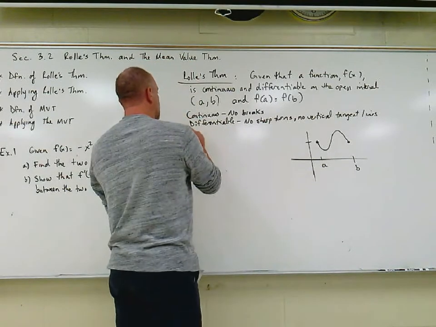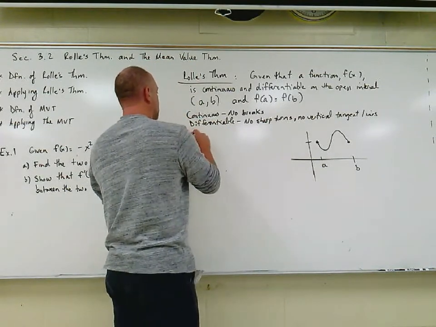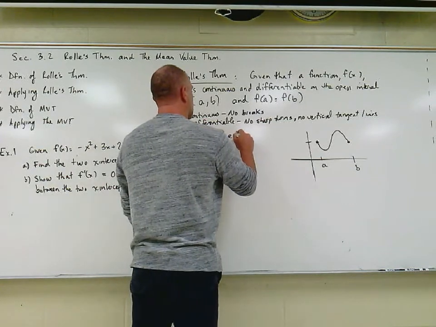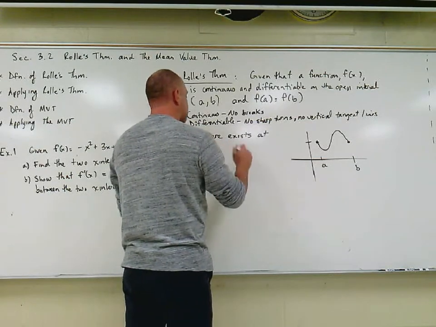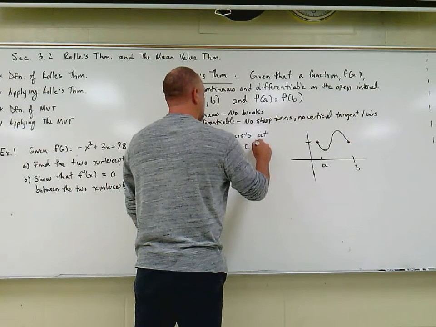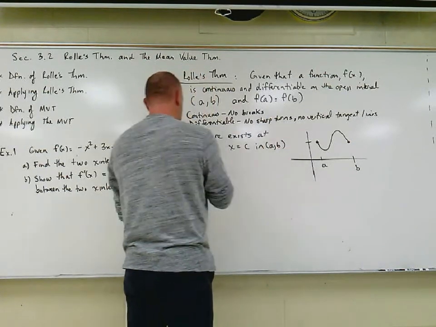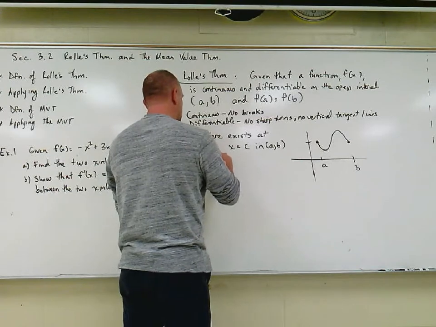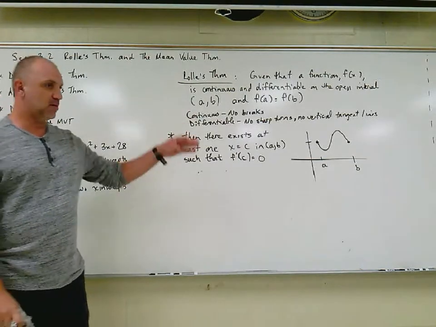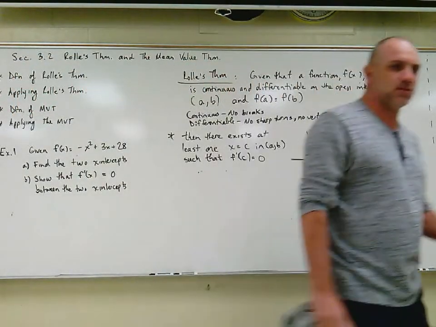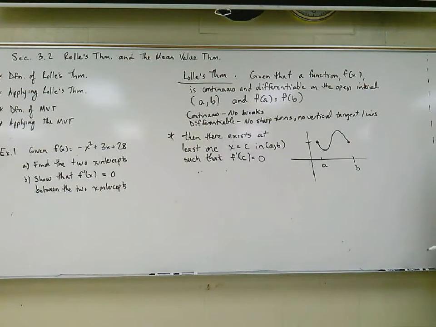Now here's what's guaranteed. This is the key part. Then there exists at least one x equals c in (a, b) such that f prime of c equals 0. So that's the magic there at the very end. We put that statement in and that gives us the magic. But we'll talk about what the magic here is. See if that makes sense.